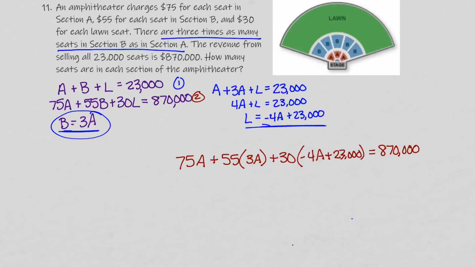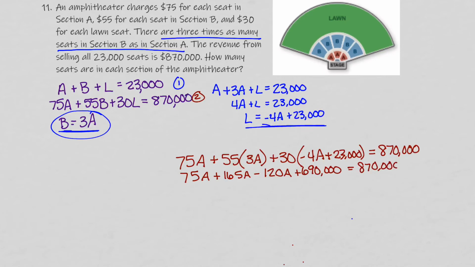All right, so I have 75A plus 165A minus 120A plus 30 times 23,000, which is 690,000. And that all equals 870,000. I'm sorry, I misspoke at first, that's a plus.